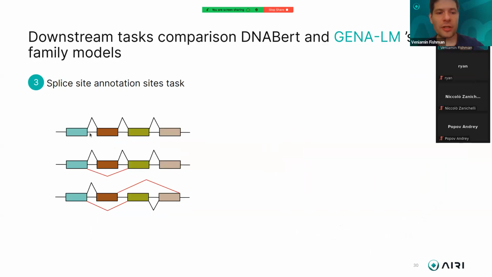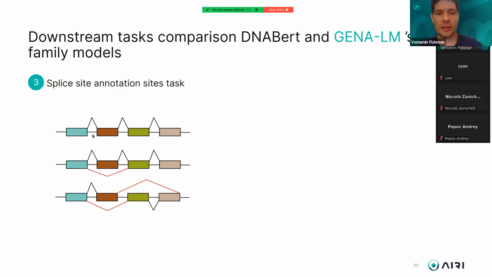Here, for example, the challenge is for each token within the sequence to predict whether it's a splice donor, like this point, splice acceptor, like this point, or none of them. From a biological point of view, it's a very important task, because you probably know that in the human genome, the genes are not continuous, and they are separated by fragments called introns, which are removed by molecular machinery during processing of the RNA molecule.